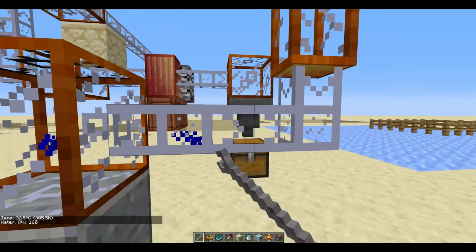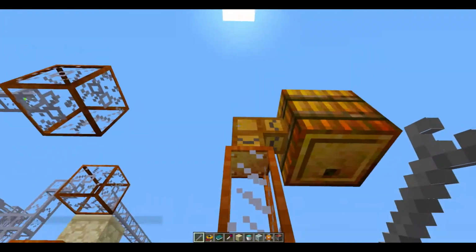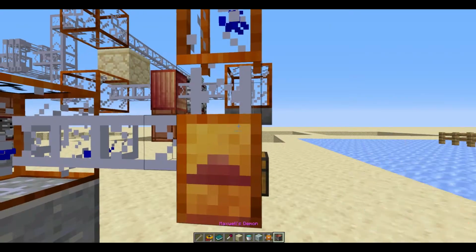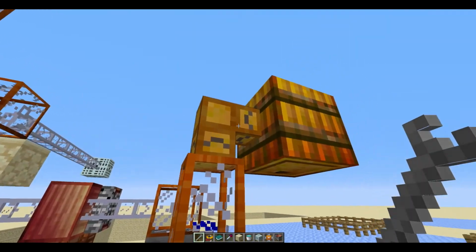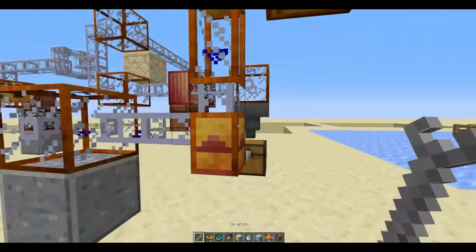We can flip this. Now, we need to get the water into this, and water's a liquid, so we're going to need a pump to get it to go up if we want to do this. And we can take the water out using this.